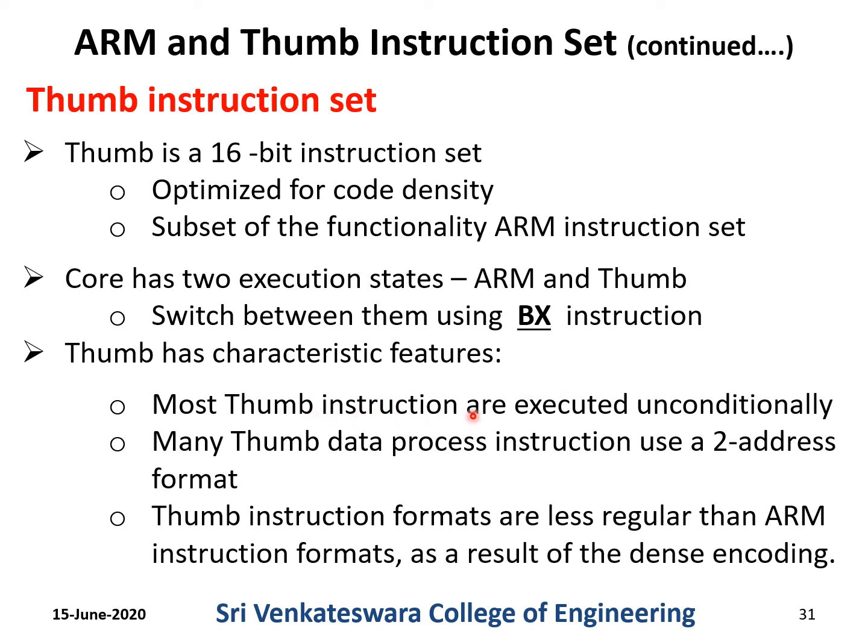Most of the thumb instructions are executed unconditionally, and these instructions also use two kinds of address formats. These address formats are less regular than ARM instruction formats. Because of this only, the code density is increased.